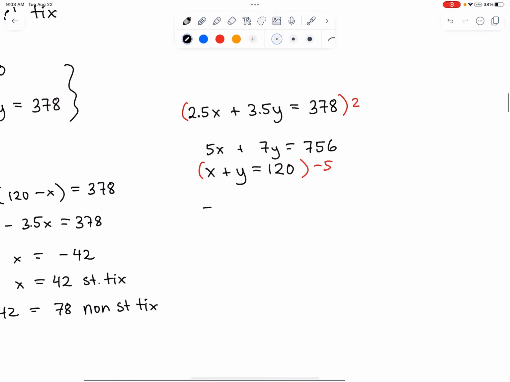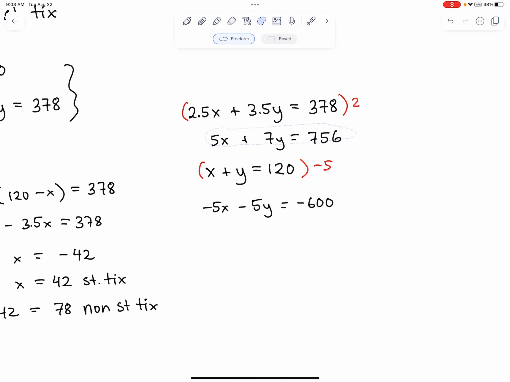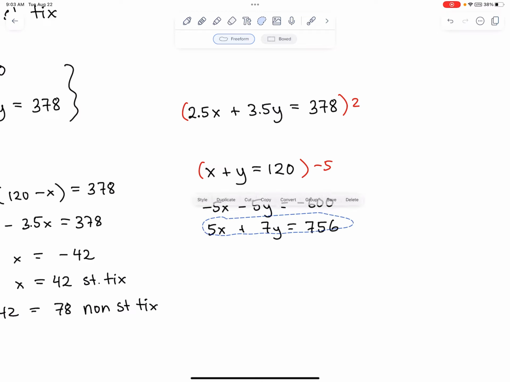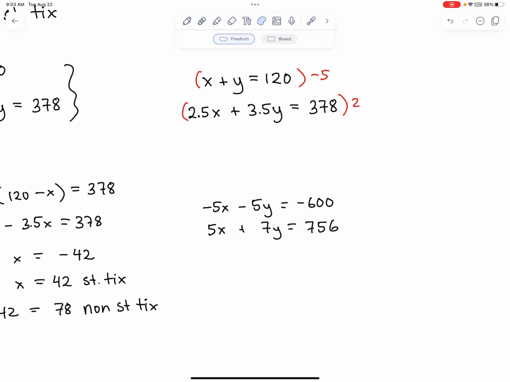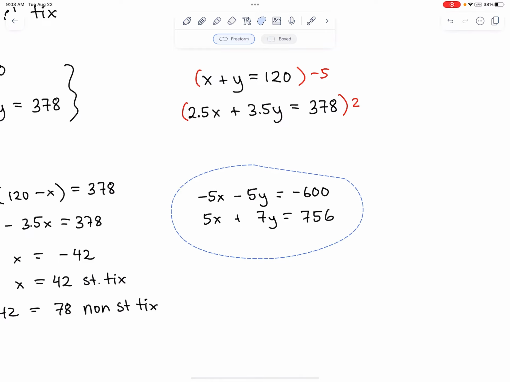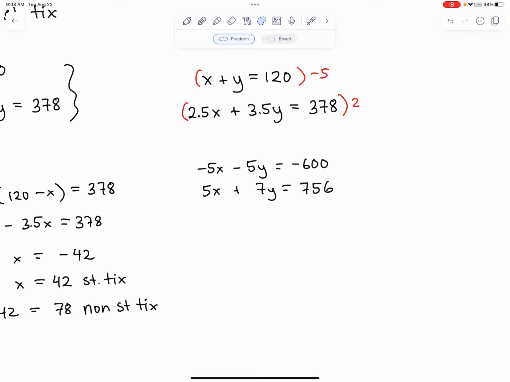We get -5x, -5y, so -5y equals, and then -5 times 120 is going to give us a -600. And this is our adjusted first equation. So I'm going to take that with my adjusted second equation and put them together. And I'll leave my adjustment notations up there. So those are the two changes I made to the two equations in order to set them up so that when added together, we get a nice simple cancellation of some variables.